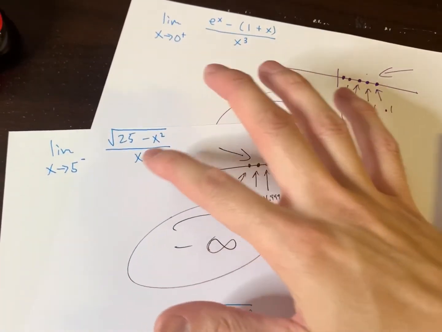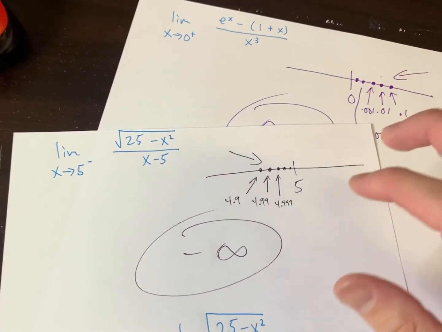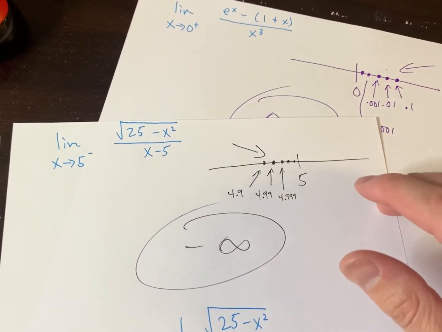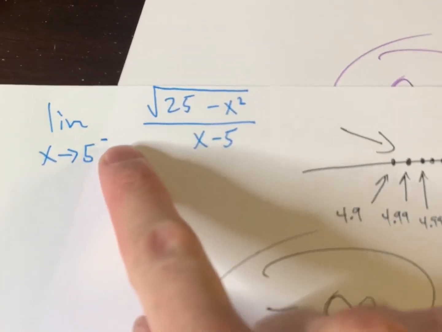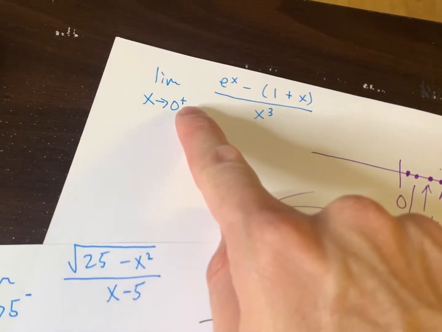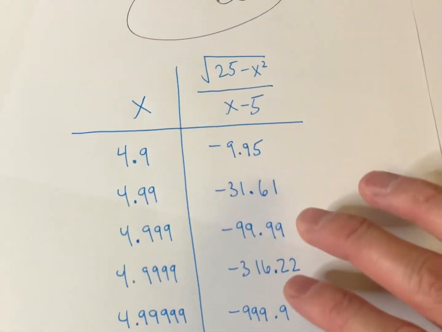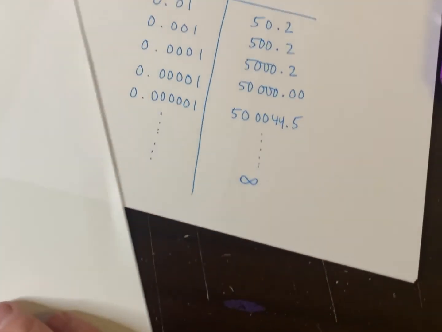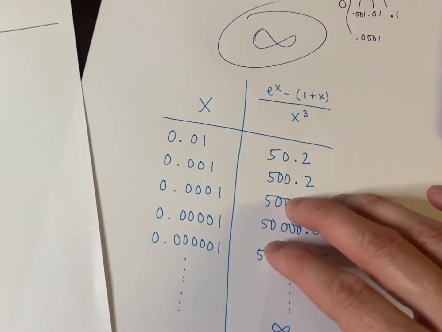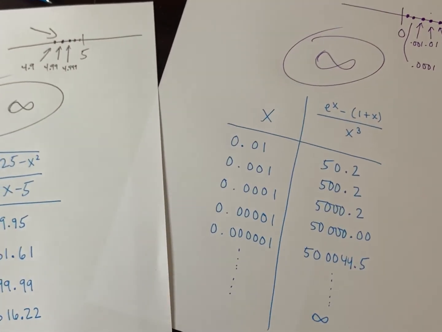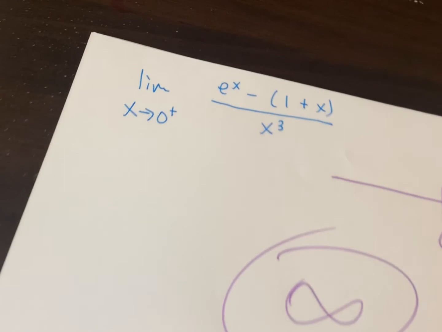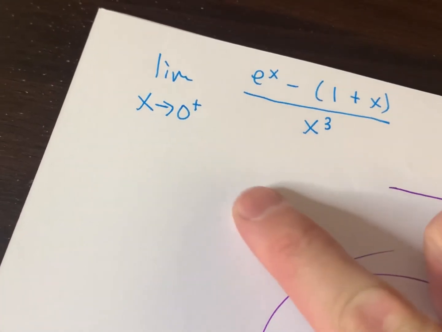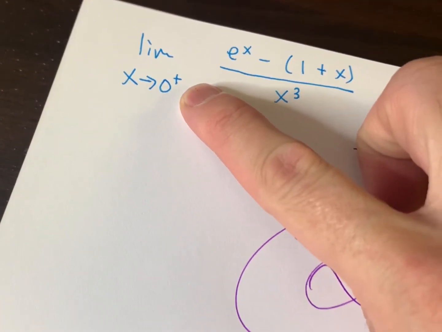So for these two exercises in particular, I did not use L'Hopital's rule. Anytime I see that I'm approaching a number from a specific direction, I would prefer the method of a table of values. And that's probably what your teacher might prefer as well. But there are other ways of doing these types of problems, but I usually run toward a table anytime I see that I'm approaching a number from a specific direction.